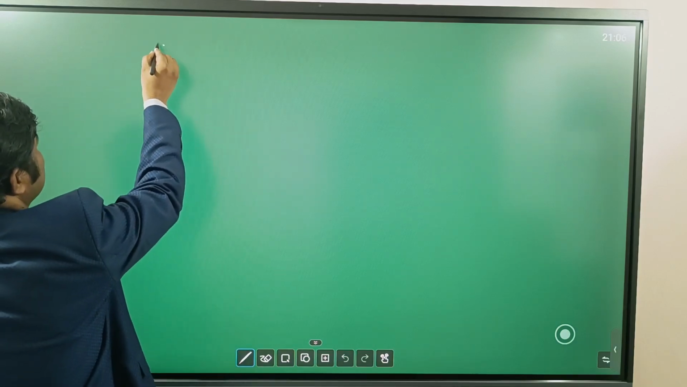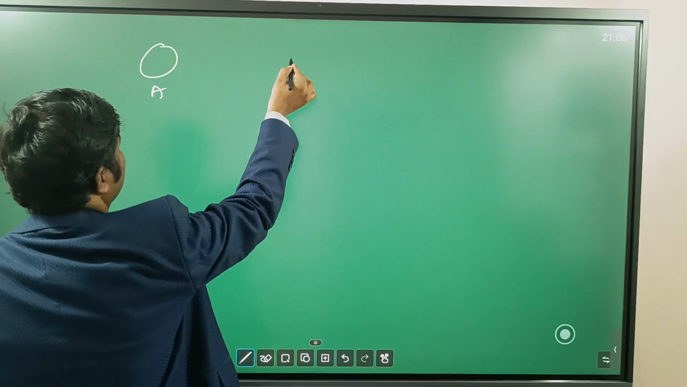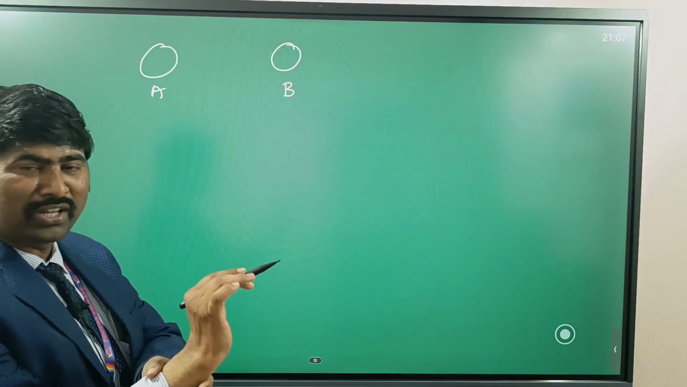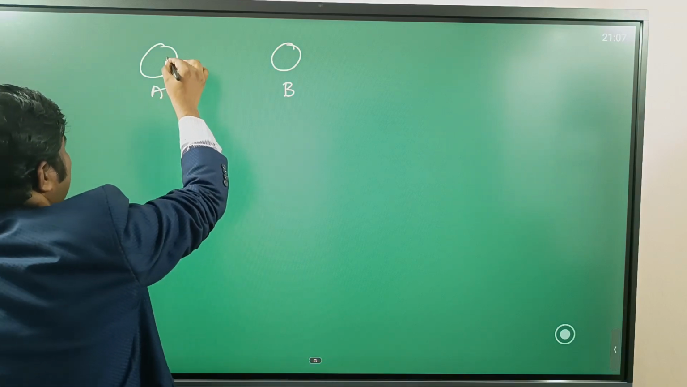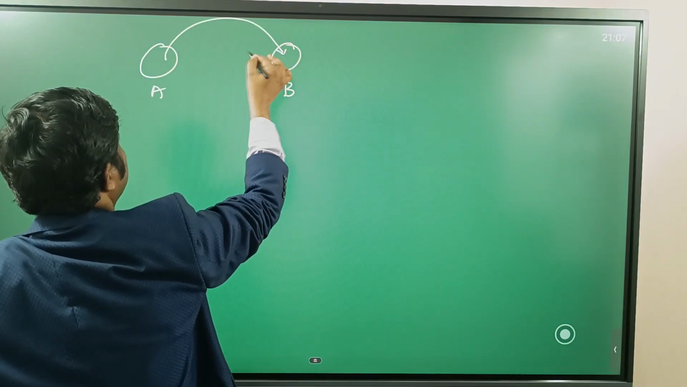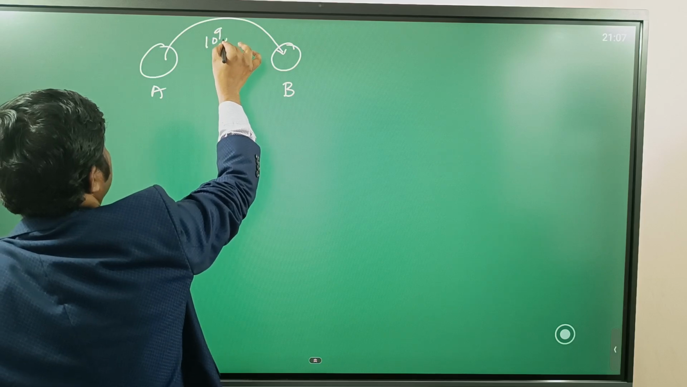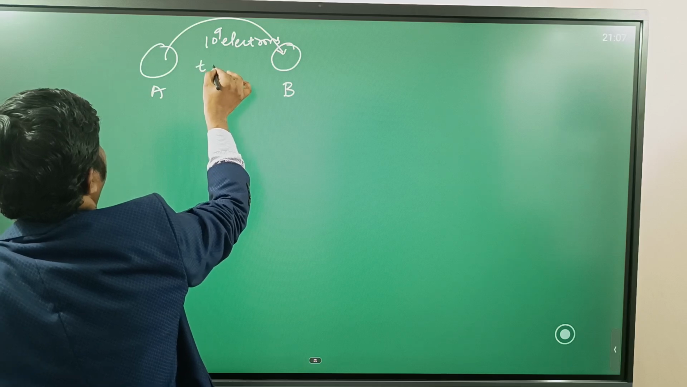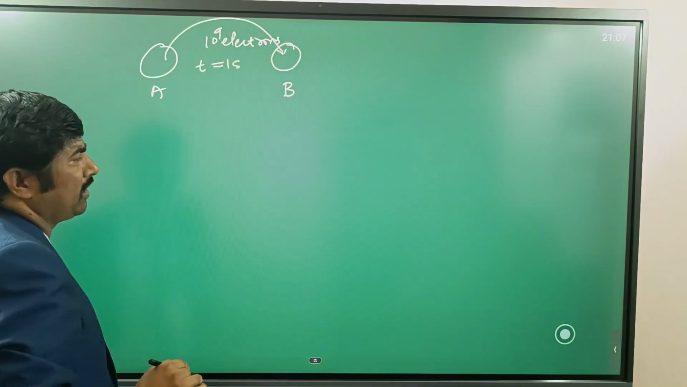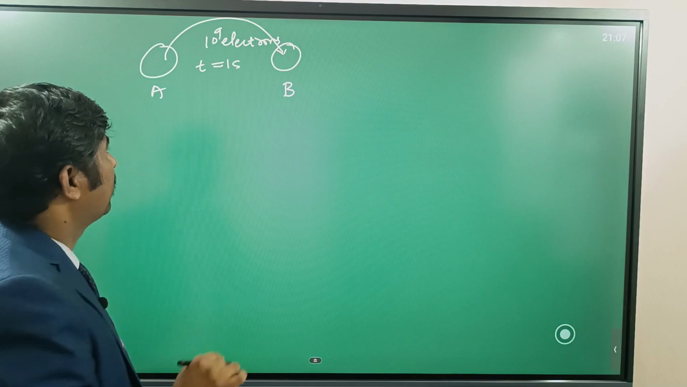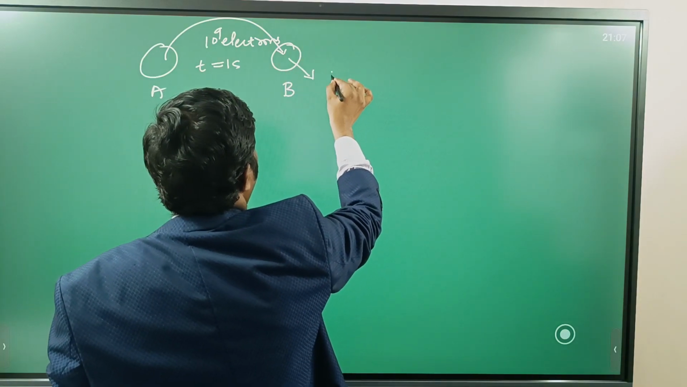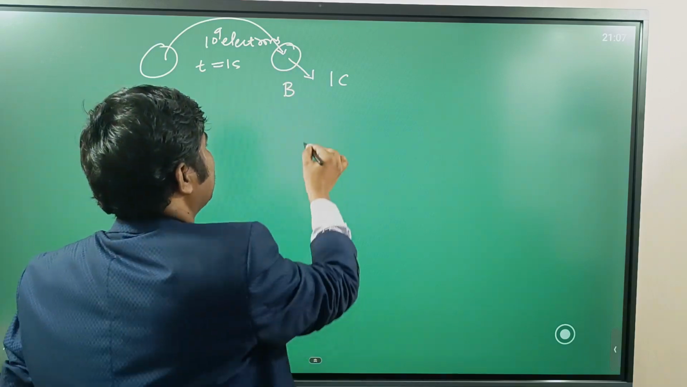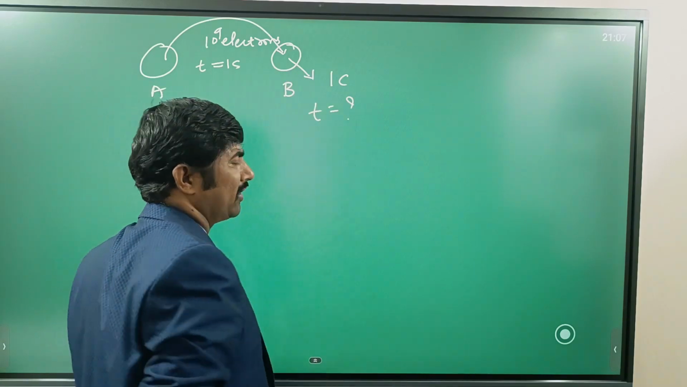We have two bodies. One body name is A and another body name is B. Body A is transferring 10 power 9 electrons every second. Then to accumulate 1 coulomb of charge on body B, what is the time taken? Are you understanding my question?